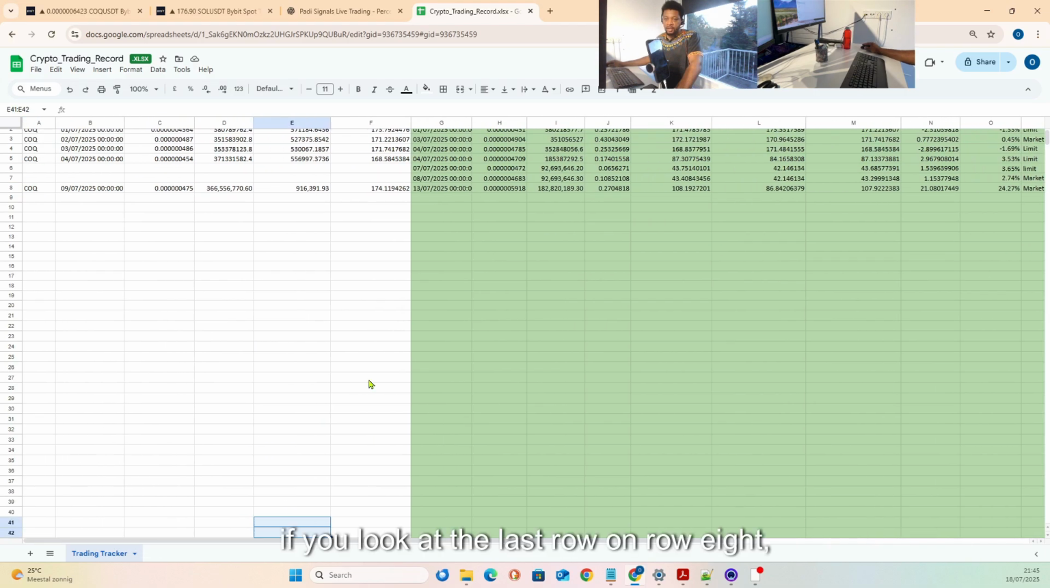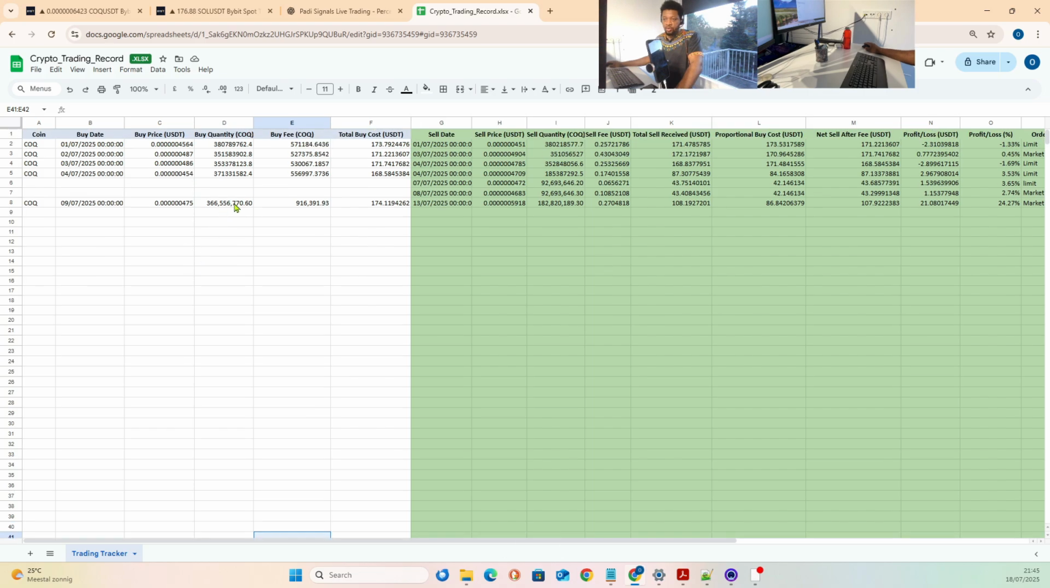So if you look at the last row, on row 8, this was the last trade that happened. On the 9th of July, at this price, I bought COQ, this quantity of COQ, and this was the fee, and this was the amount of USDT I spent, $174. And on this day, 13th of July, at this price, 5918, I sold half of the COQ quantity at this price, $108.